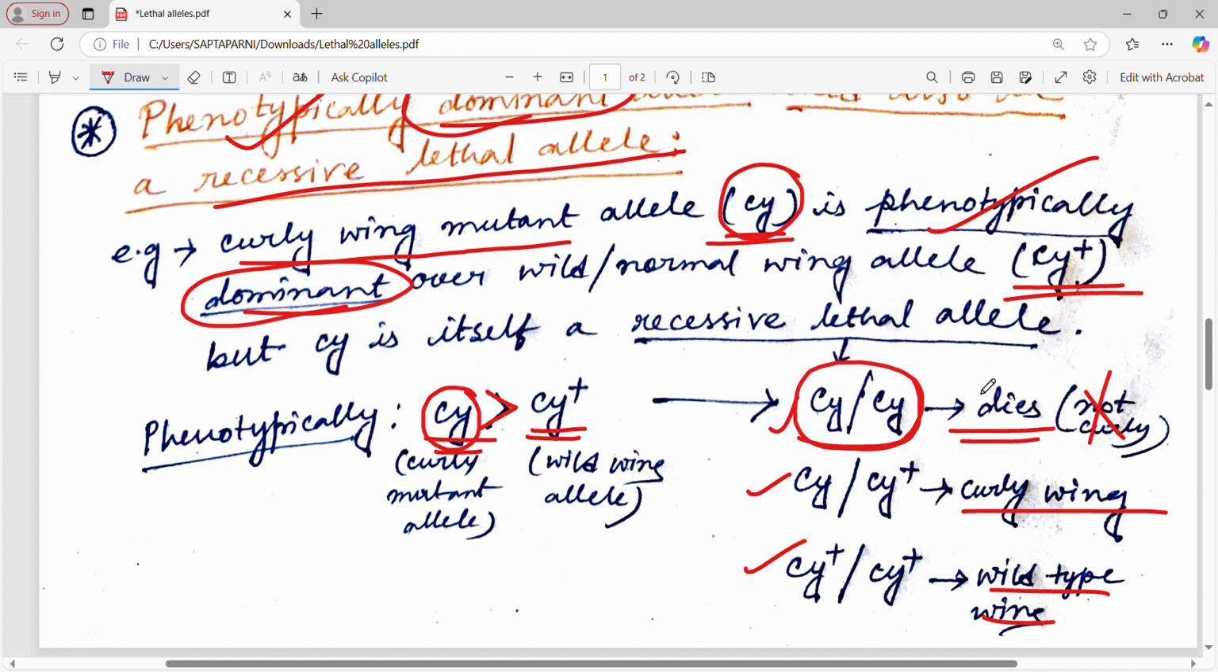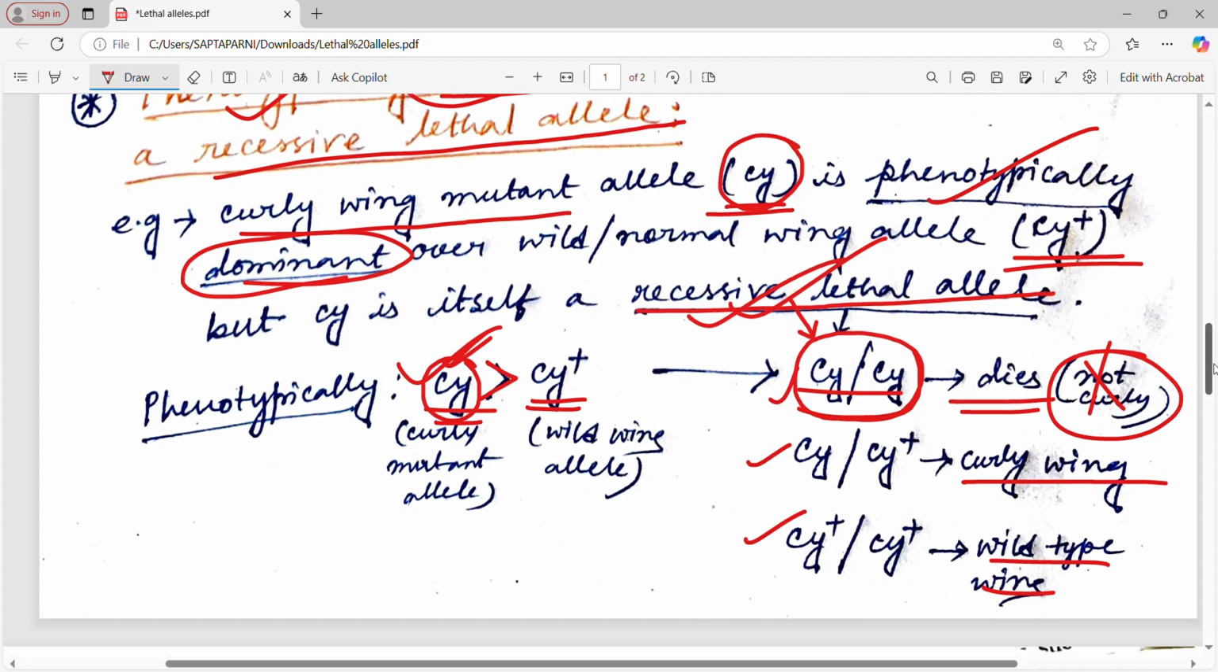Because you have to remember that though Cy is a phenotypically dominant allele, it is also a recessive lethal allele. That is why in homozygous condition, the Cy progeny is dying. It is not surviving and not showing the curly wing. So this is the example that sometimes a phenotypically dominant allele can also be a recessive lethal allele. And this was first demonstrated by scientist Cuénot.